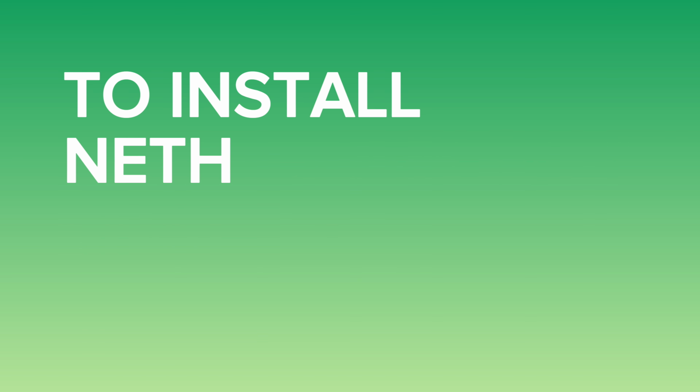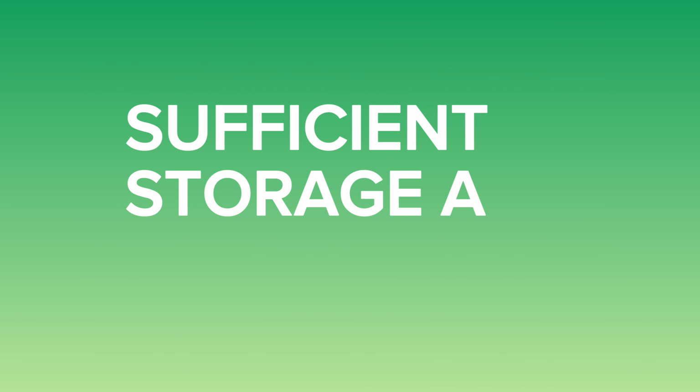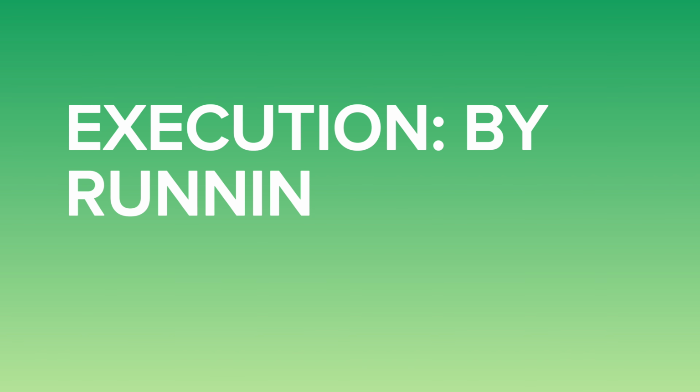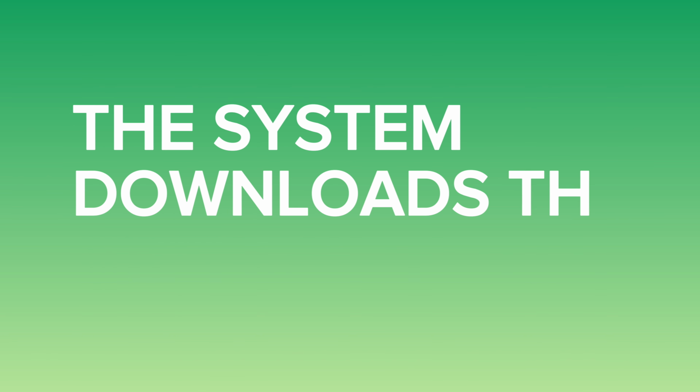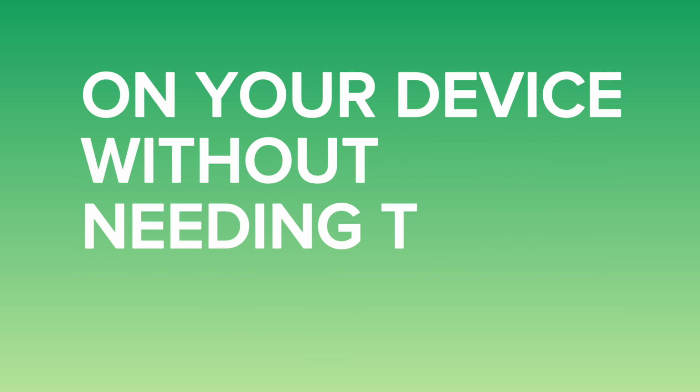2. Installing the system. To install NetHunter on your phone, you generally follow these core steps. Prerequisites: ensure your Android device has sufficient storage and battery. The setup: you will typically use a terminal emulator like Termux to download the NetHunter installer file. Execution: by running specific installation commands in the terminal, the system downloads the Kali Linux image and sets up the environment on your device without needing to replace your current Android operating system.